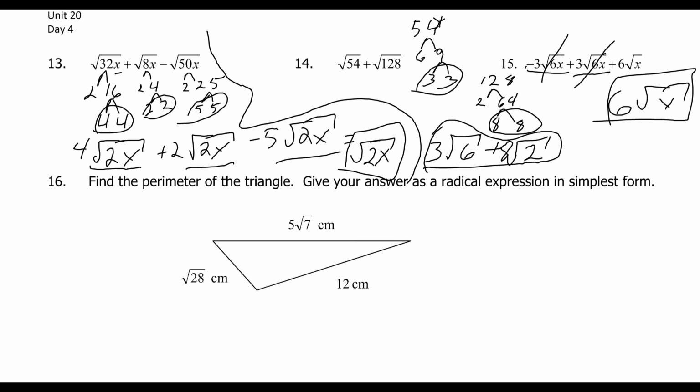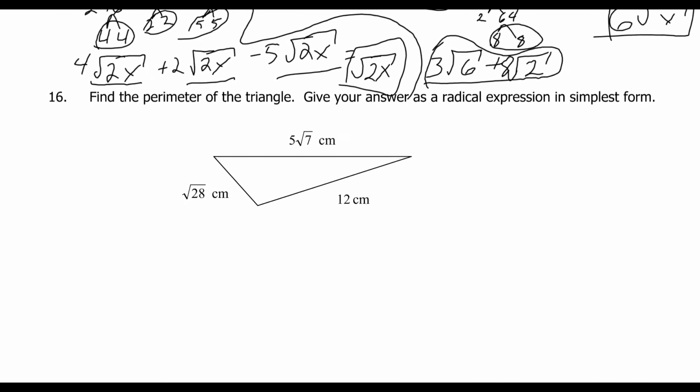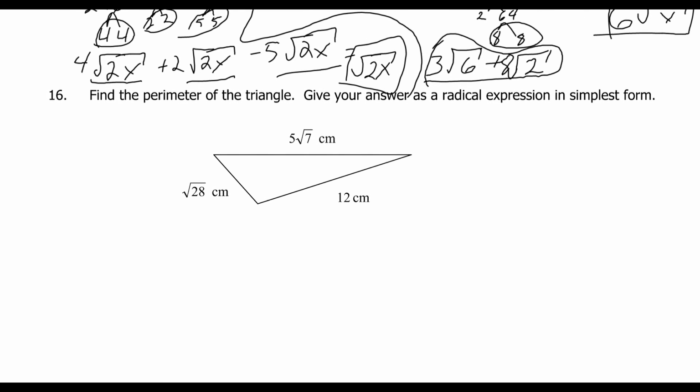Alright, so number 16, it says to find the perimeter of the triangle. Give your answer as a radical expression in simplest form. Now, 5 root 7 is already as far down as it'll go. You can't break 7 apart, it's prime. Prime meaning that the only way to get 7 is by multiplying it by 1, basically.